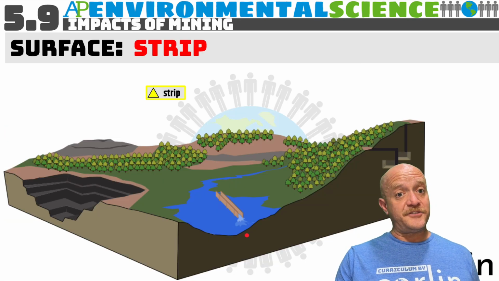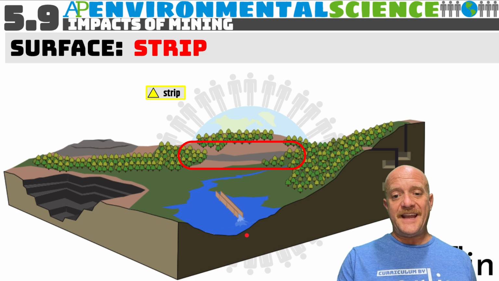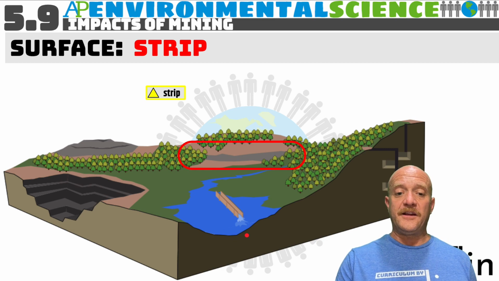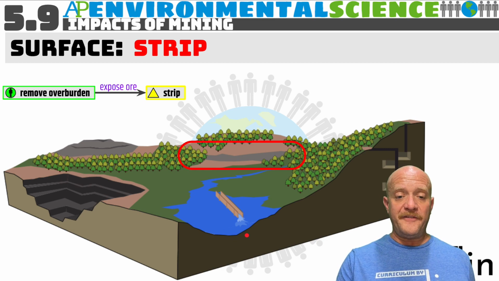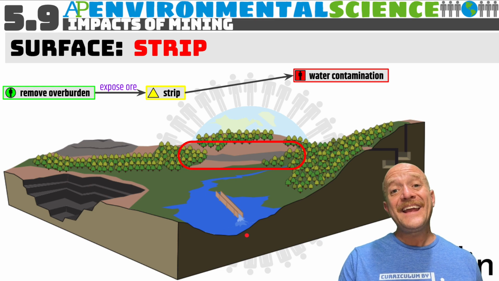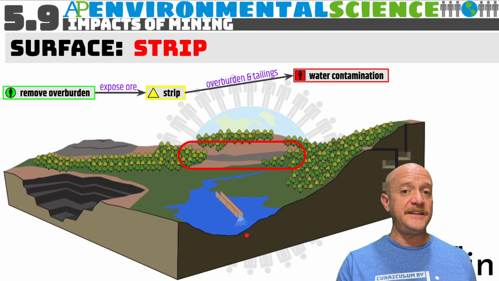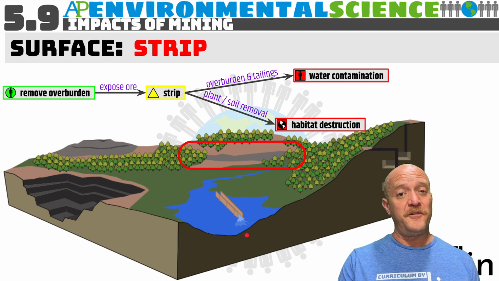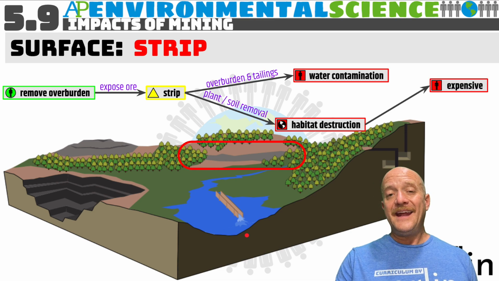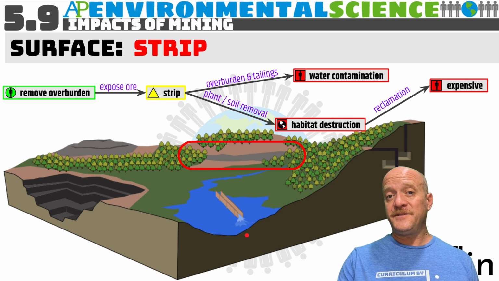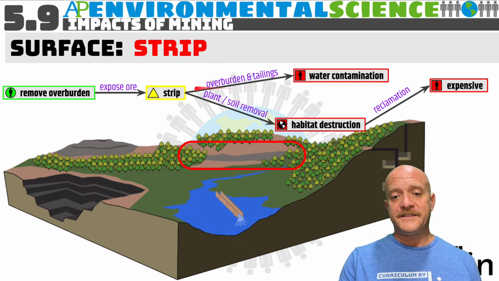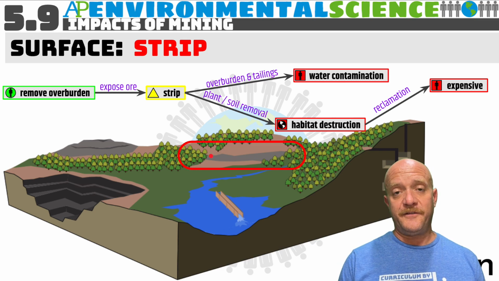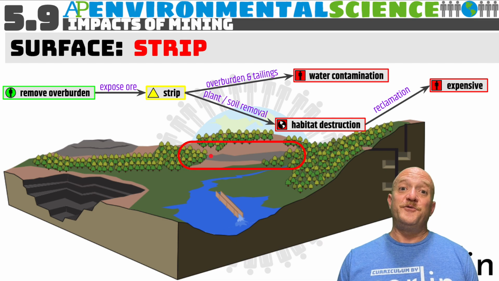So another type of mine is a strip mine, and it's when you just take a layer of overburden off the top. It's when the ore is really close to the surface. You remove the overburden, obviously, to expose the ore. It can lead to water contamination because, of course, this overburden, these tailings. Also, it is habitat destruction because you are removing plants and soil. And it is expensive because of the reclamation process. Because you have removed the soil, you have to replace the soil and try to replenish any sort of organic material, and also try to replant the trees.